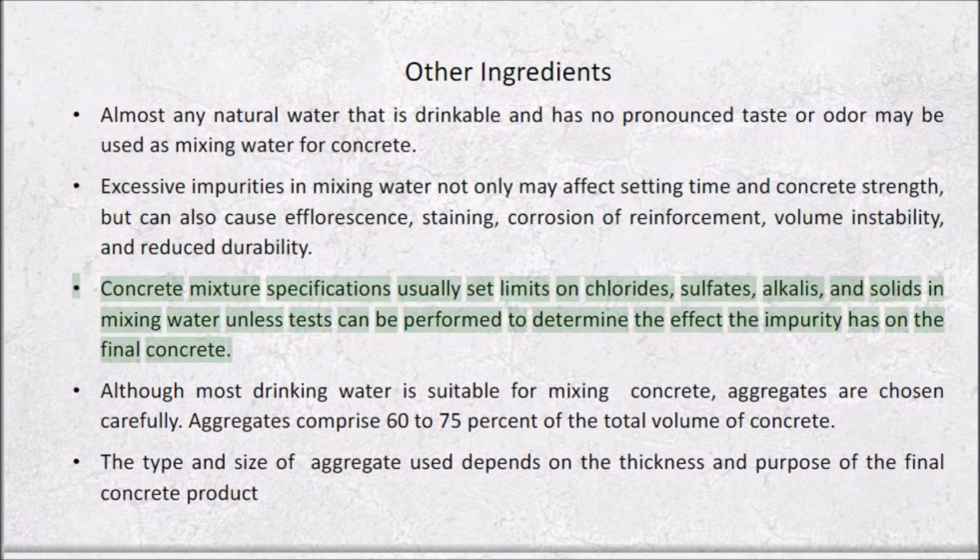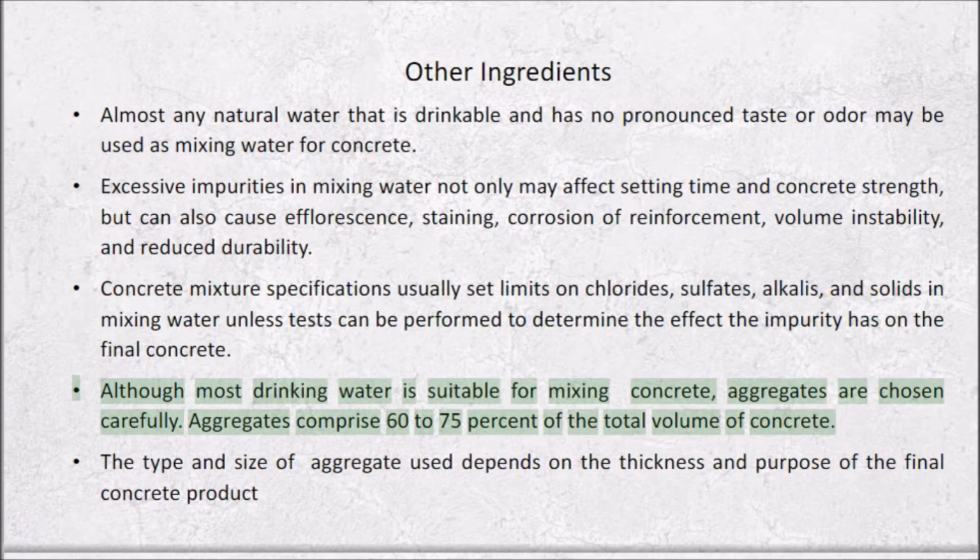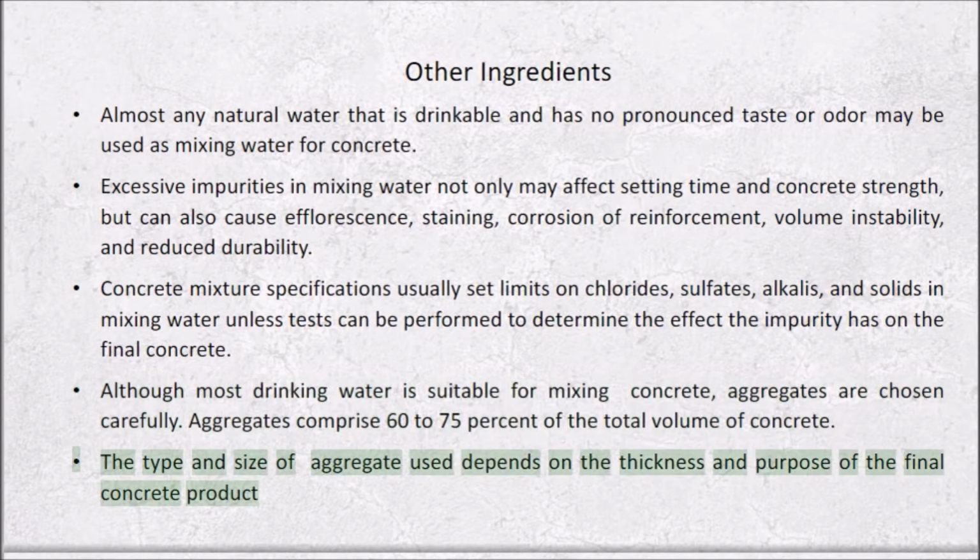Concrete mixture specifications usually set limits on chlorides, sulfates, alkalis, and solids in mixing water unless tests can be performed to determine the effect the impurity has on the final concrete. Although most drinking water is suitable for mixing concrete, aggregates are chosen carefully. Aggregates comprise 60 to 75% of the total volume of concrete. The type and size of aggregate used depends on the thickness and purpose of the final concrete product.